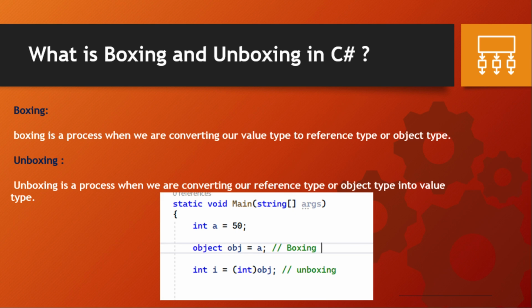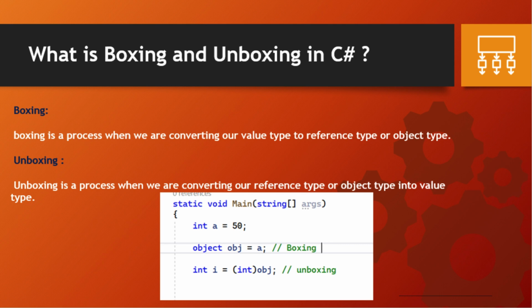Now the next question is, what is the boxing and unboxing concept? Boxing is the process when we are converting our value type to a reference type or an object type, which we can see with an example here. We have integer a which holds the value 50, and we know that integer is a value type. What we are trying to do here is assign this integer to an object type or reference type. This process is called boxing.